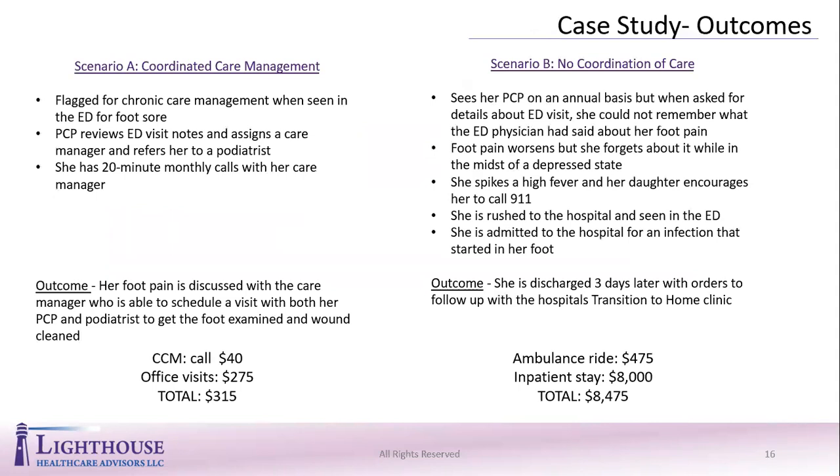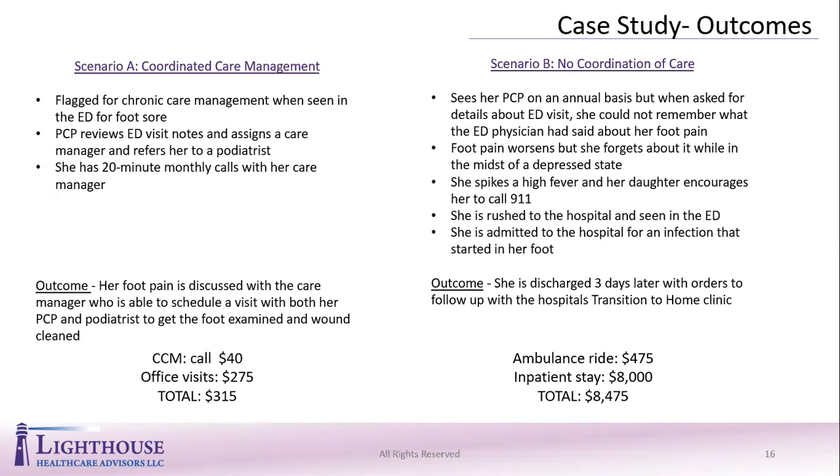We have 2 scenarios here that she may encounter. Scenario A is going to be a coordinated care management effort. So she's actually flagged for chronic care management when she's seen in the ED for her foot sore, which means that someone in her office reviewed a CRISP report in Maryland, or some health information exchange report, and noticed that she was in the ED for a foot sore. Her PCP sees this, immediately assigns her a care manager, and refers her to a podiatrist.